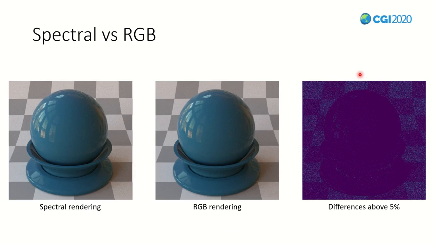So now if we try to compare what's happening between the spectral and the RGB rendering for our four-layer coating, we see the spectral and the RGB are not very different to the eye, and if we plot the difference between the images, we see that most of the difference is due to the noise in the background.